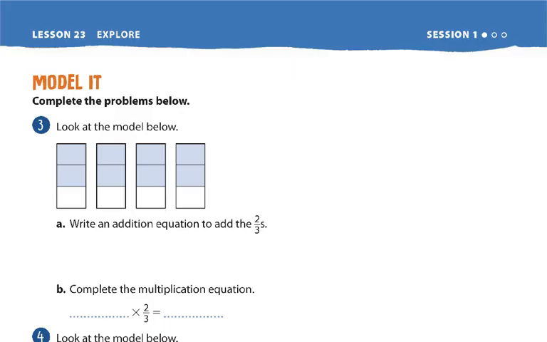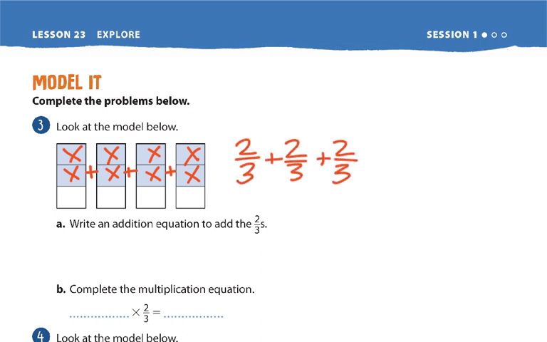Let's look at the model again. I'm going to put little plus signs right here. The models change. Now I can see that 2 of each model is colored in. So it looks like 2/3 plus 2/3 plus 2/3 plus 2/3. When I'm adding, the denominator never changes. 2, 4, 6, 8, 8/3.